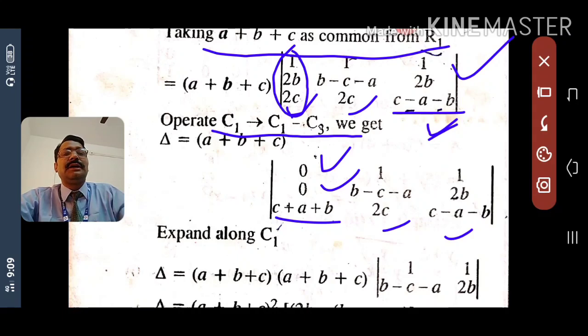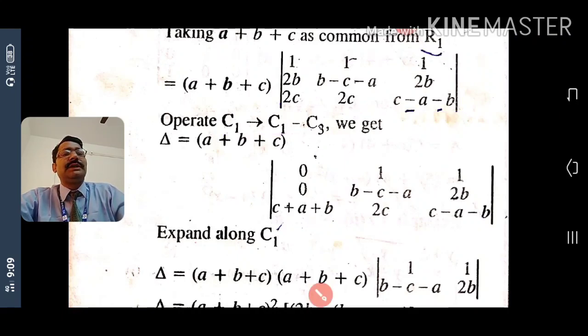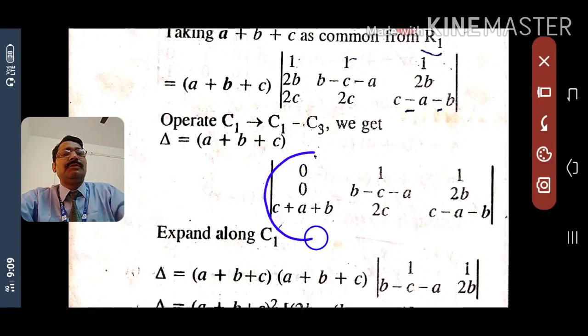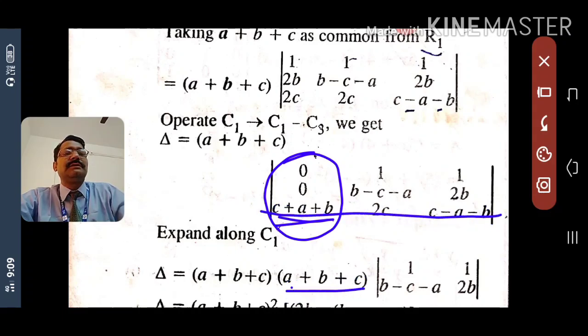Now you will expand by the third column. How can we expand? Look here, when you expand by this, there is only one nonzero element here. You will not take its column, the first column and third row, and the remaining elements you will take here.